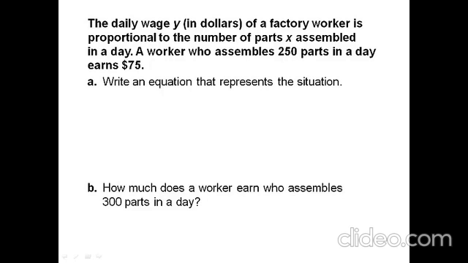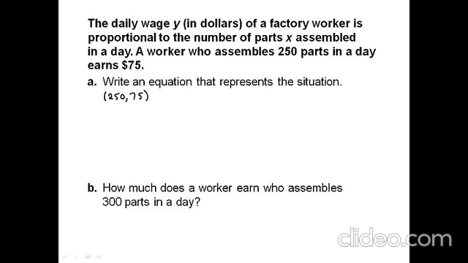The daily wage y in dollars of a factory worker is proportional to the number of parts x assembled in a day. A worker who assembles 250 parts in a day earns $75. Part A. Write an equation that represents the situation. Use the point (250, 75) to find the slope m of the line.